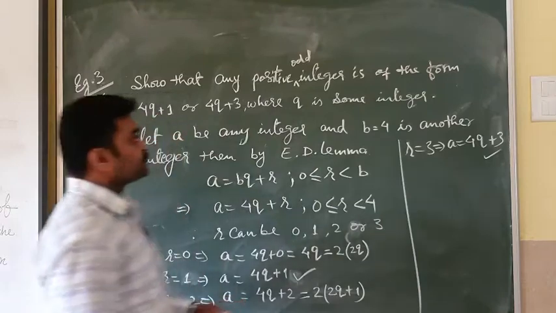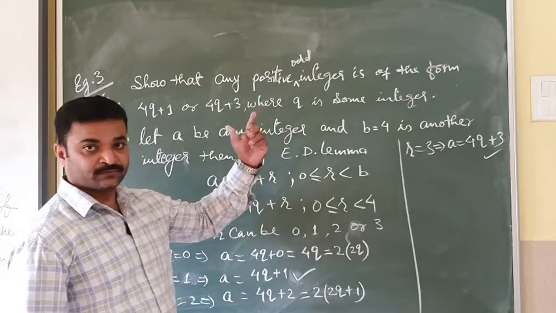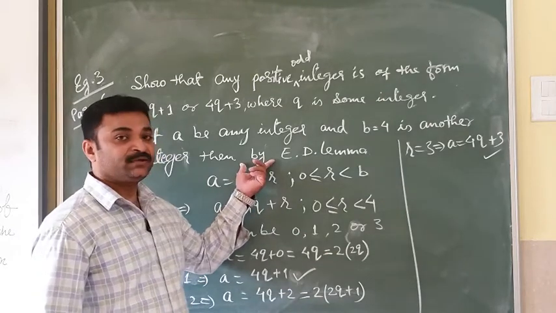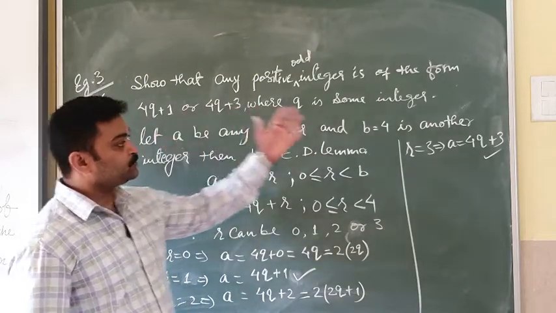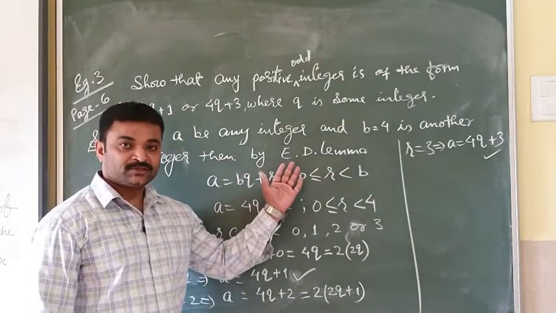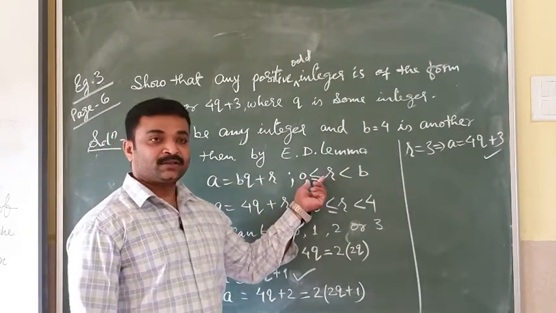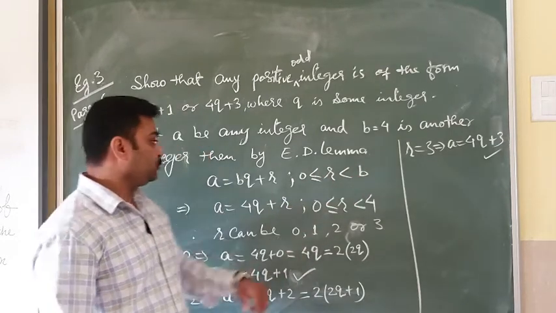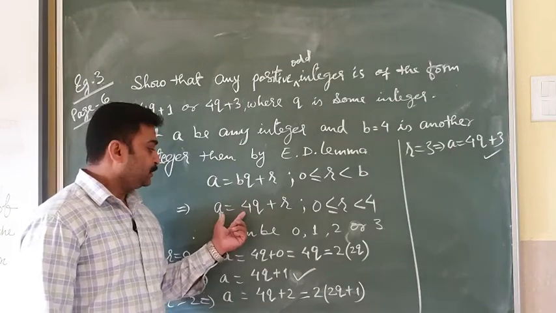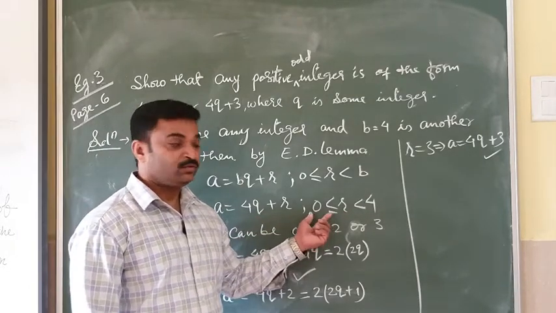So any positive odd integer is of the form 4q plus 1 or 4q plus 3, where q is some integer. Got it? What did we do here? First of all, take a as any positive integer and b equal to 4, according to the question. Then according to Euclid's division lemma, what do we write? a is equal to bq plus r, where r is greater than or equal to 0 and less than b. So in place of b, we can write 4: a is equal to 4q plus r, where r is greater than or equal to 0 and less than 4.